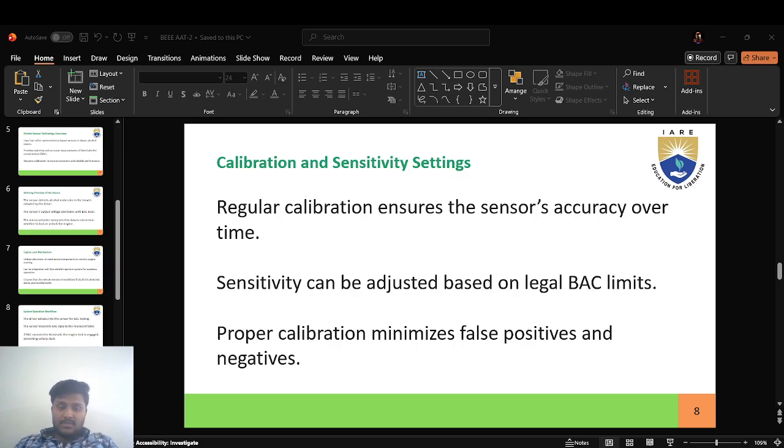Proper calibration helps reduce false positives and false negatives. Good calibration makes sure the sensor does not wrongly say someone is drunk when they are not, and also does not miss alcohol when it is actually present.